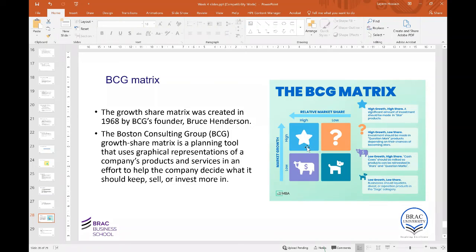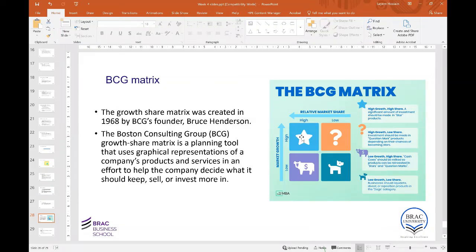All right. So some of your businesses are known as stars. A significant amount of investment should be made in stars. So high growth, high share. Because your star businesses are the ones that give you high growth and high share.